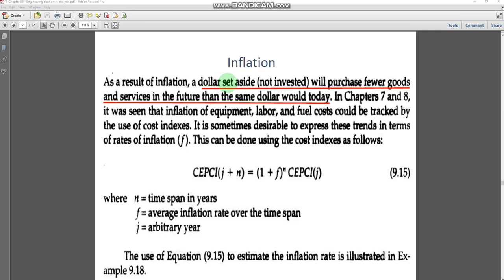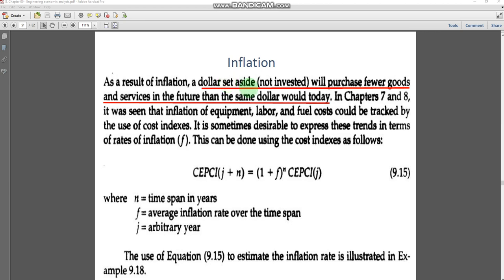Okay, so we can explain this in a way that today maybe you can buy a computer at $1,000. Maybe you keep that $1,000 separately for 5 years, and after 5 years maybe you cannot buy the same laptop or computer with the same amount of money due to inflation. So every year there is some inflation, and your buying power reduces. So it is better to keep an investment rather than keeping that money aside in the bank without any gains.